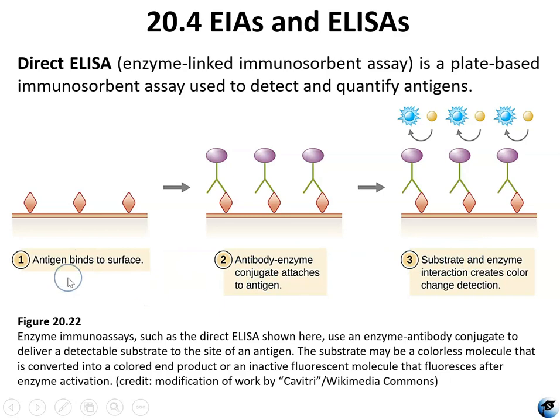1, 2, 3. You have an antigen that binds to the surface. You have antibody that binds to the antigen, and then you have an enzyme that is released from that reaction, and it changes the color of the chromogen that's in the solution. So it's figure 20.22. You use an enzyme-antibody conjugate to deliver a detectable substrate to the site of an antigen. The substrate is colorless, and then it's converted into a colored end product.